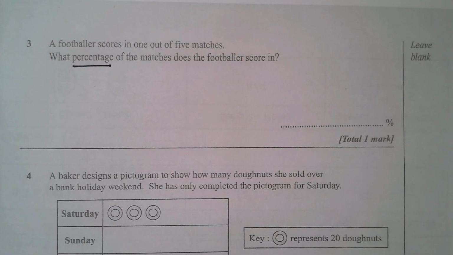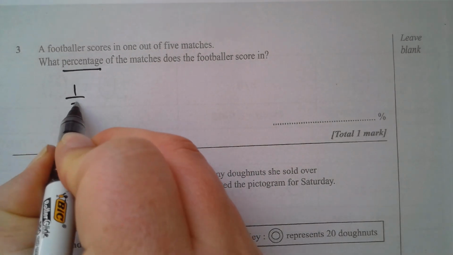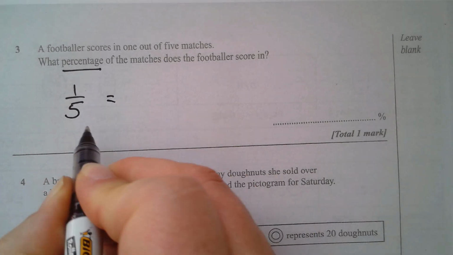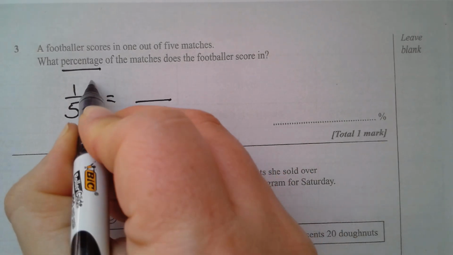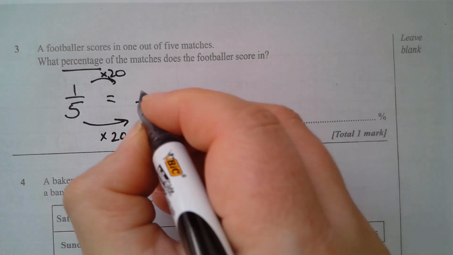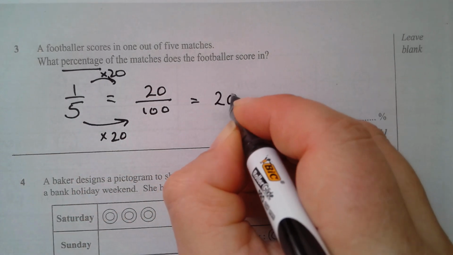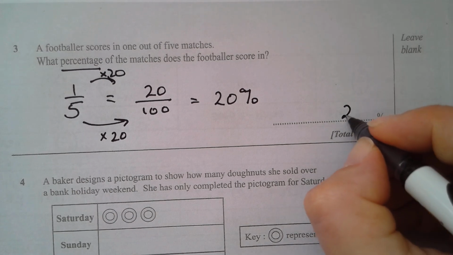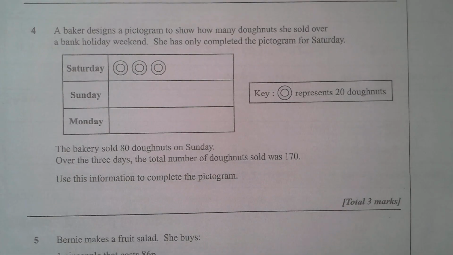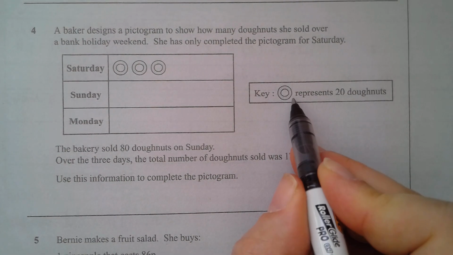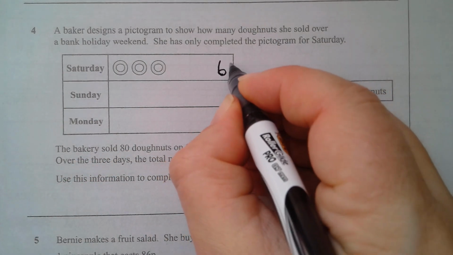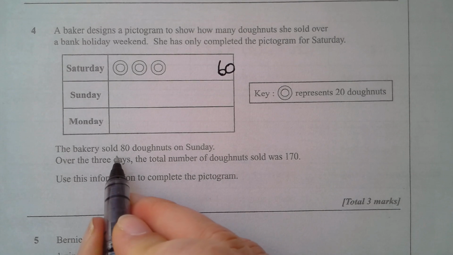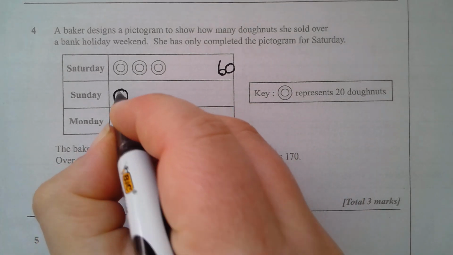We're looking for percentage. 1/5 multiplied by 20. 20 donuts is one circle, 20, 40, 60, so this is 60 donuts. We needed to write 80.